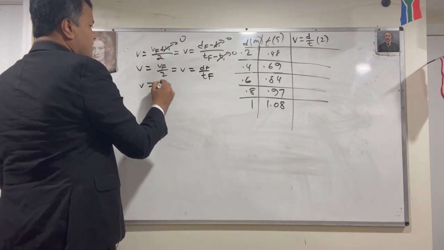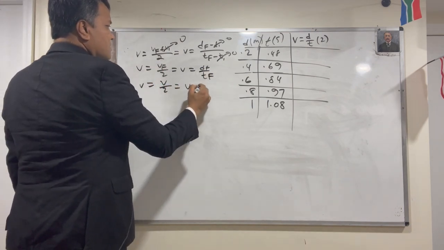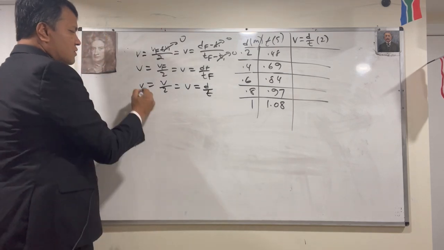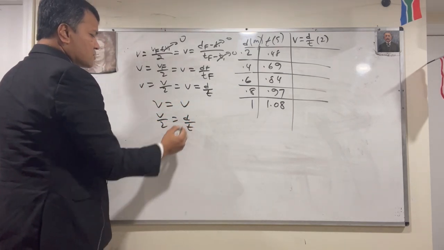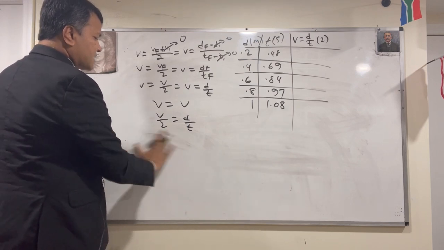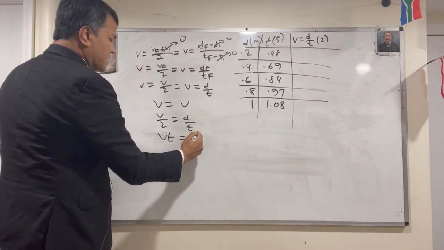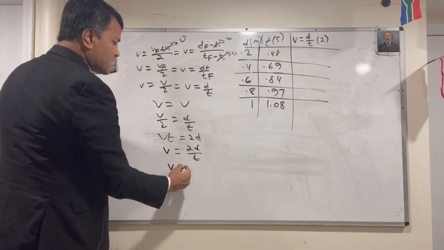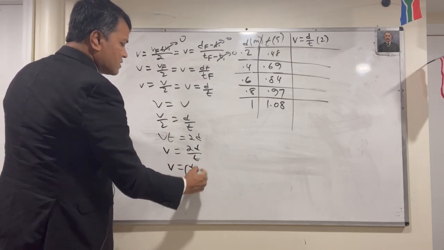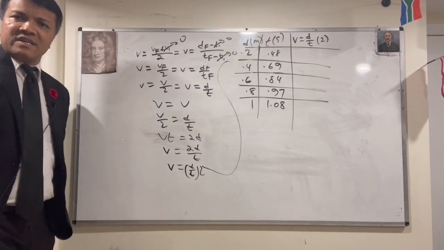Now instead of Vf, you can call it V. So V over 2 is equal to V, which is equal to D over T. All right? So V over 2 is equal to D over T. So you can say Vt is equal to 2D. So of course V is 2D over T, so V is D over T times 2. And that's where it is. You see over there I wrote it. Okay, good.